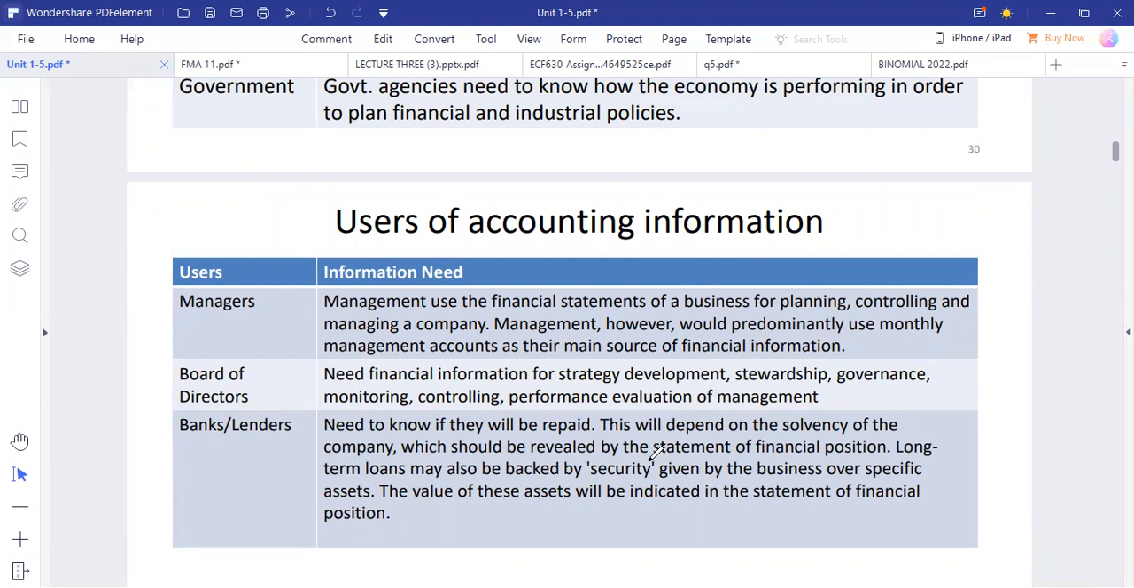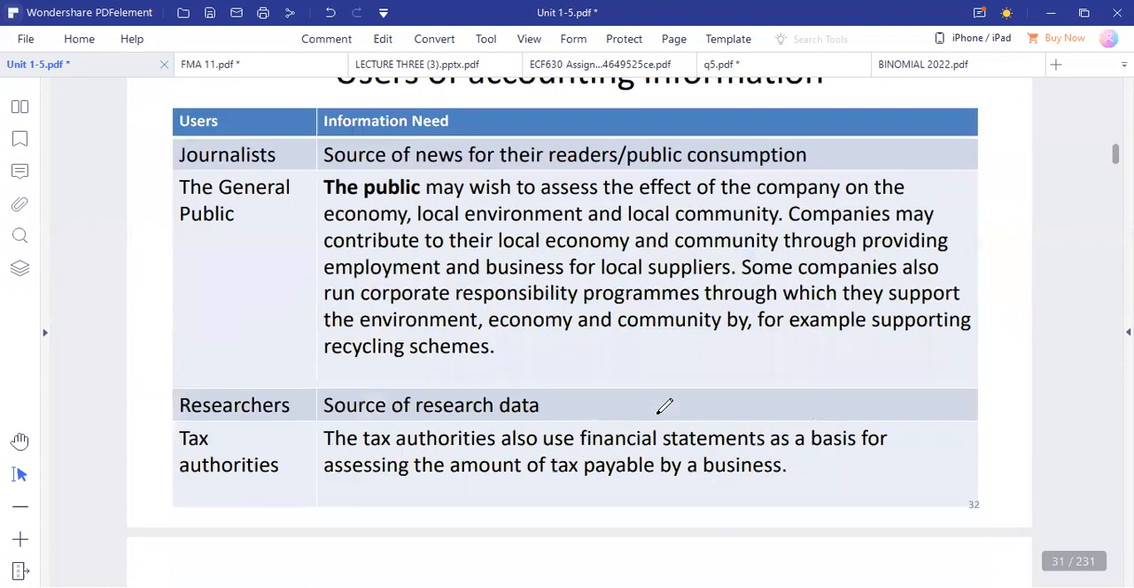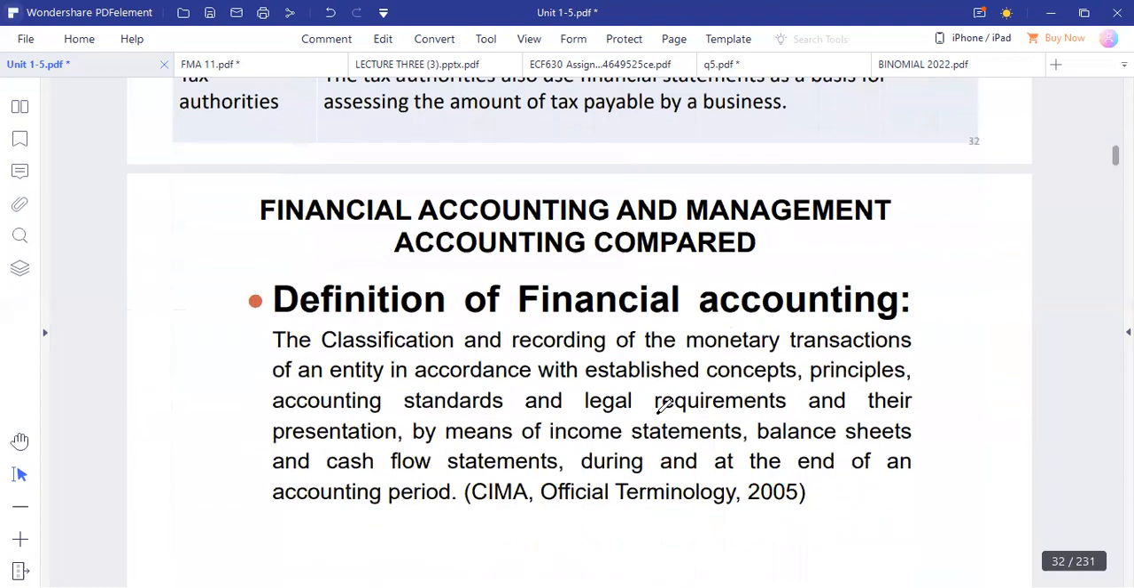Banks and lenders want to know if their money will be repaid. Journalists, on the other hand, use it for news, and the general public would want to know in terms of corporate social responsibility. So these are the users of financial accounting information. When we get to the definition of accounting, it is simply the classification and recording of monetary transactions of entities in accordance with established concepts and principles.